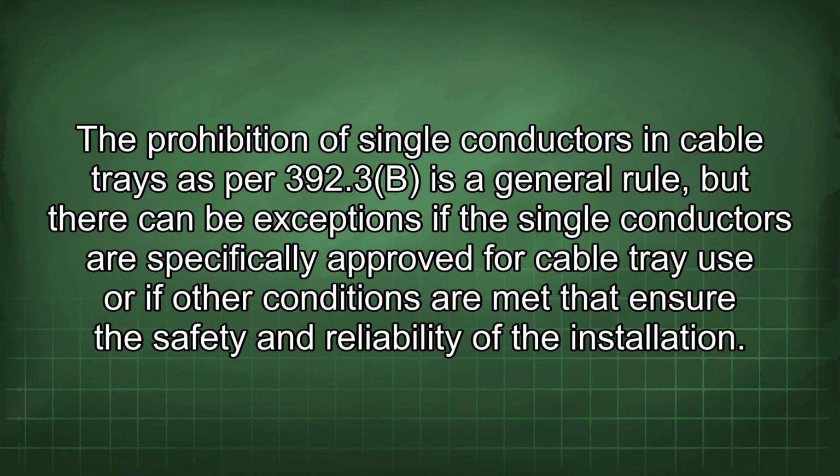The prohibition of single conductors in cable trays as per 392.3b is a general rule, but there can be exceptions if the single conductors are specifically approved for cable tray use or if other conditions are met that ensure the safety and reliability of the installation.